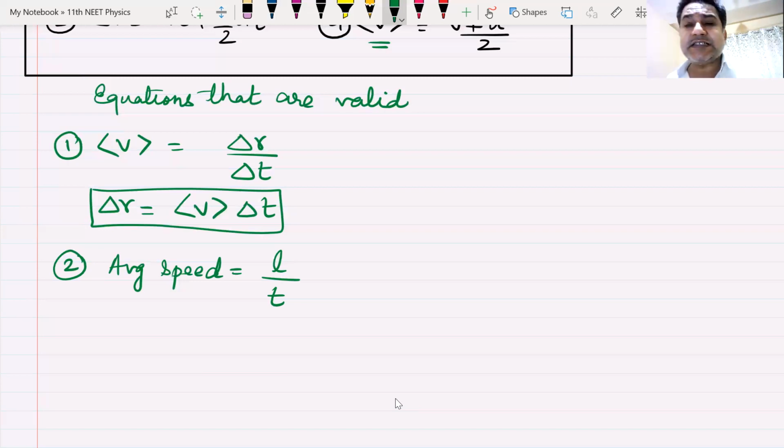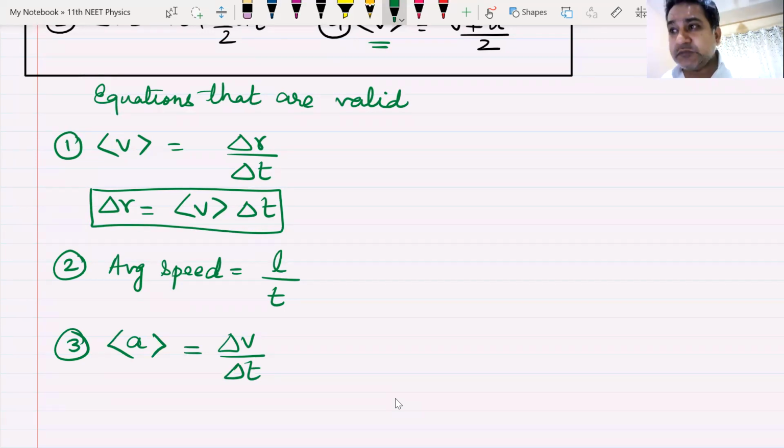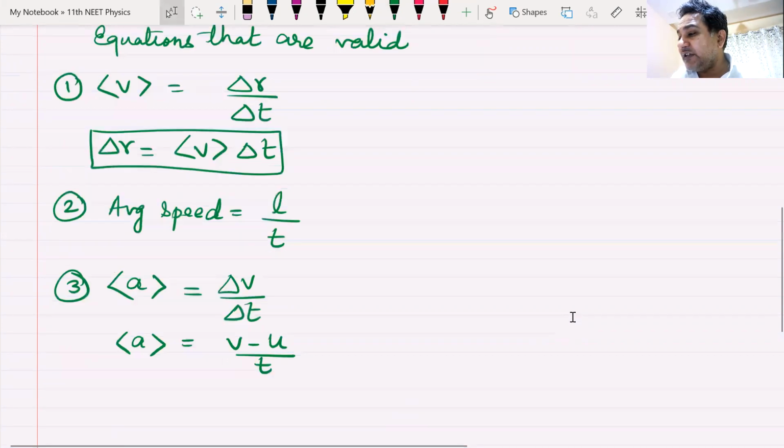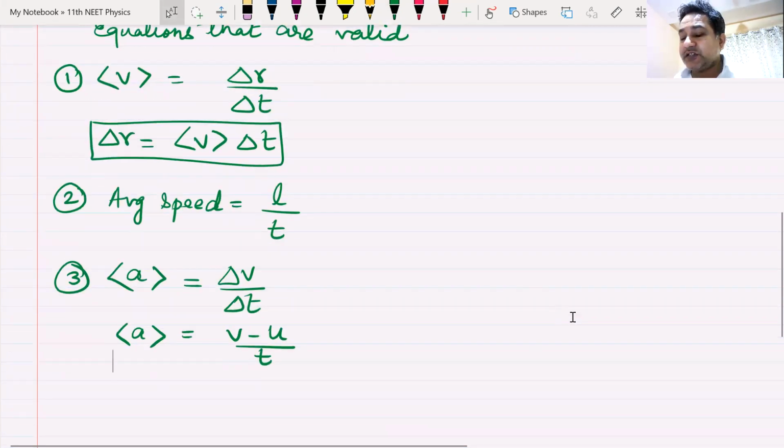Average speed is total distance divided by total time. That definition is still valid. Question number 3, that is still valid, is average acceleration. What was the definition of average acceleration? Total change in velocity divided by total time. Total change in velocity is v minus u divided by t. That is your average acceleration, and this equation is still valid.